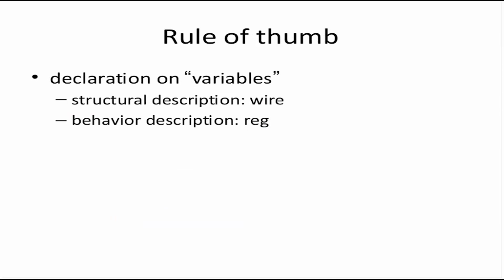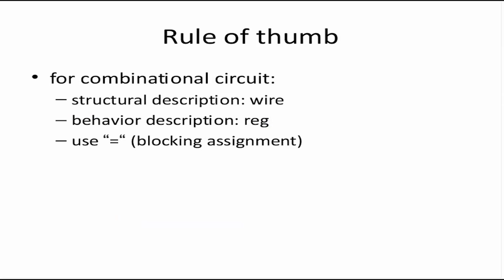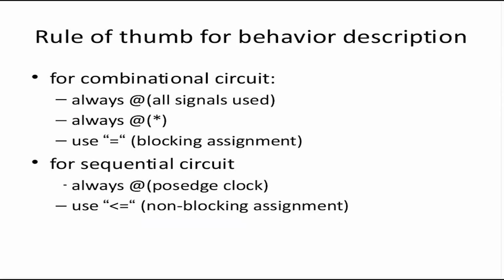The rule of thumb is declaration of variables. For structural description we use wires. That means connecting two different modules together or assign statements, we use wires. For behavioral description, meaning when we use an always block, we use registers. For combinational circuits, always @(all signals used) or always @(*), we use blocking. For sequential, always @(posedge) or you could also use negedge, use non-blocking.